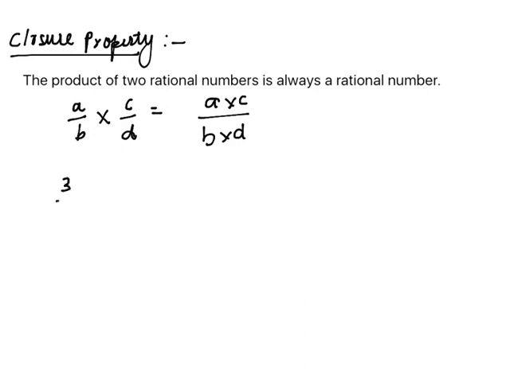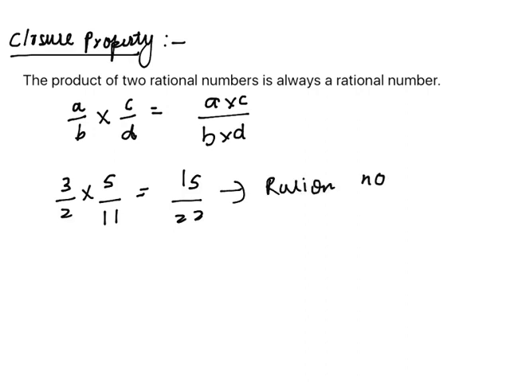For example, if we multiply 3 by 2 with 5 by 11, we will get 15 by 22, and this is also a rational number. So it means rational numbers are closed under multiplication, as the product of two rational numbers always gives another rational number.